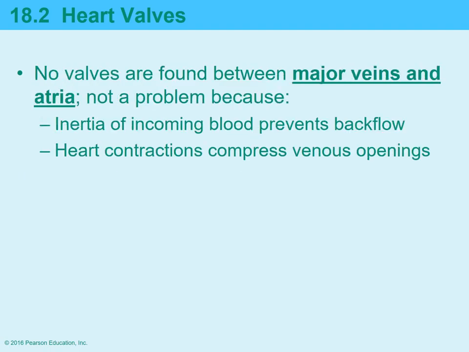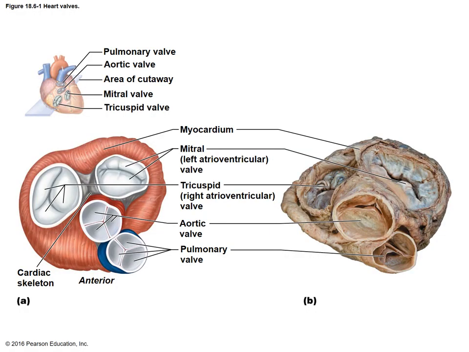There's no valve between the major veins and the atrium. You don't really need it because there's enough movement of the blood that it prevents backflow. And there are valves embedded within the veins for backflow. So this is showing the AV or atrioventricular valves and the semilunar valves.